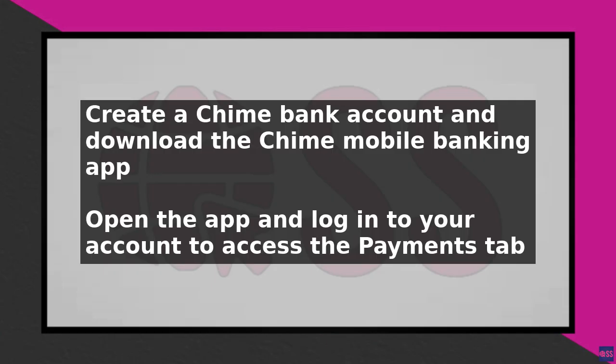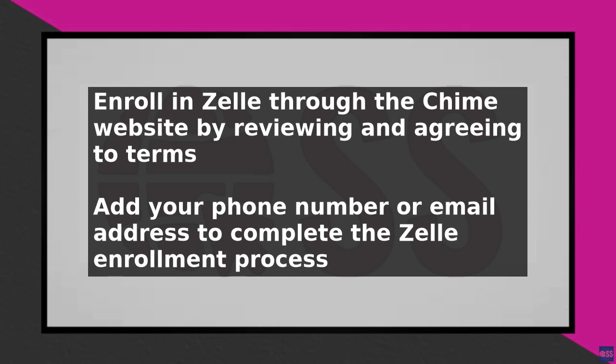Once you have your Chime account and the app, open the app and log into your account. Navigate to the Payments tab, where you will find the option to send money with Zelle. If you do not see Zelle, you may need to enroll in the service. To enroll in Zelle, go to the Chime website and click on the Send Money with Zelle option. You will be asked to review and agree to the terms of service. Then you will be prompted to add your phone number or email address to enroll.